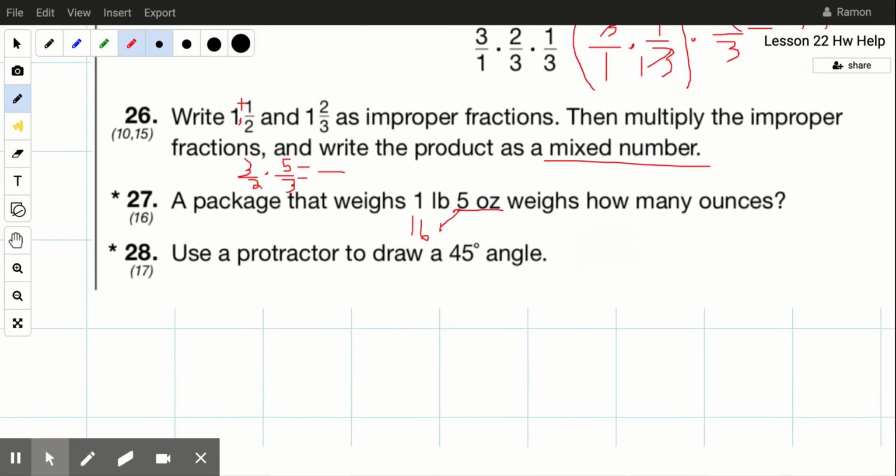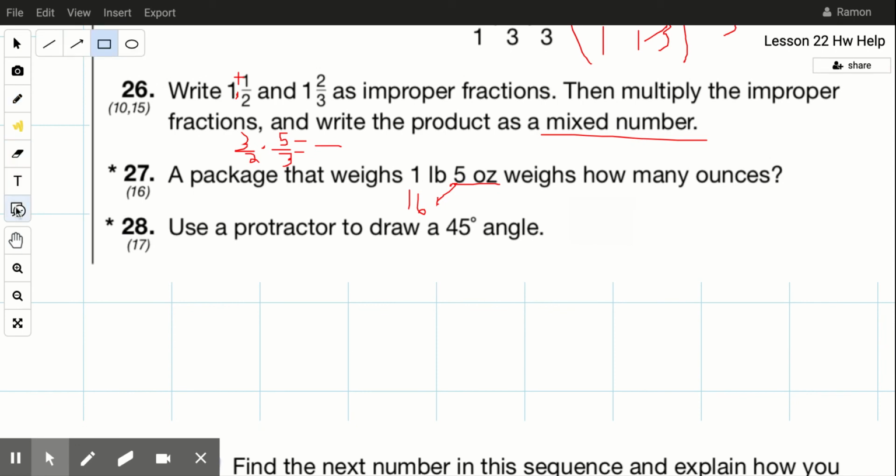28, use a protractor to draw a 45-degree angle. If you don't have a protractor, that's fine, because we know that 45 is just half of 90, and 90 is just a right angle. So we can draw a right angle, and then we can just cut it in half, like so. And this is your 45-degree angle.